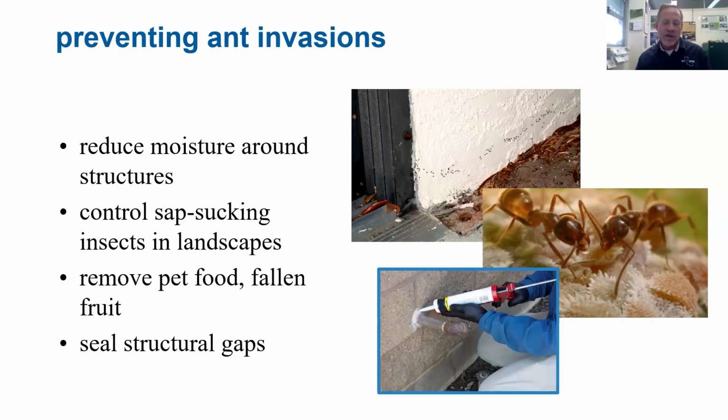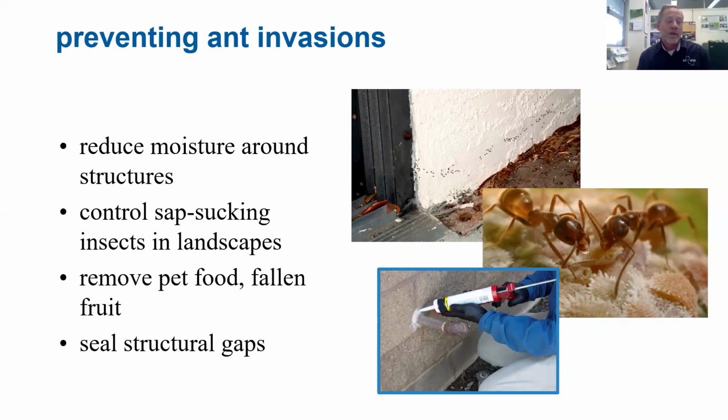Argentine ants feed on the sugary exudates, or excrement really, of sap-sucking insects in the landscape. And this includes aphids, mealybugs, soft-scale insects, whitefly insects. And so if we are able to manage or reduce their populations, we will actually impact the ant populations. These ants need these sap-sucking insects to really thrive.